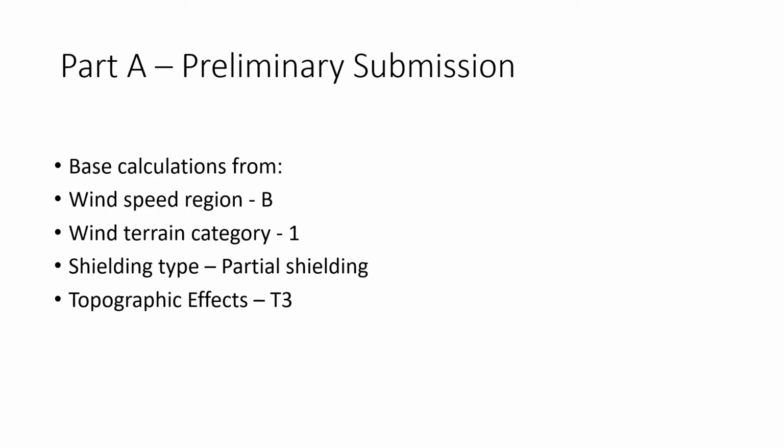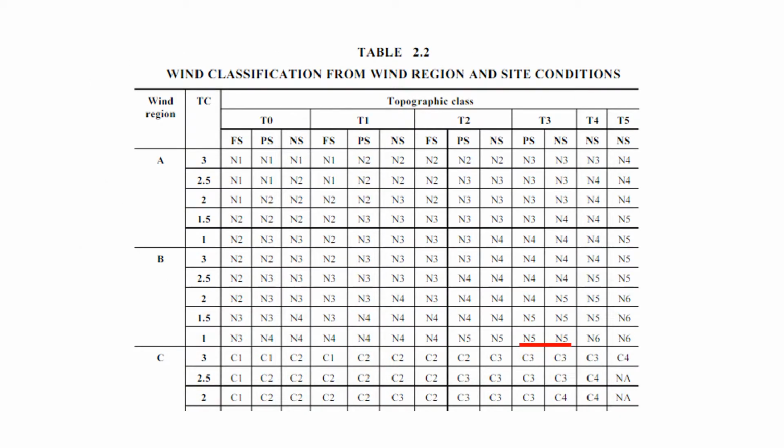For Part A, we were given a wind speed region of B, a wind terrain category of 1, partial shielding type, and the T3 topographical effects to base our calculations from. From this, the wind class was calculated to be N5. This was done using the Australian Standards 4055 2012 Table 2.2, as shown with the wind class highlighted.